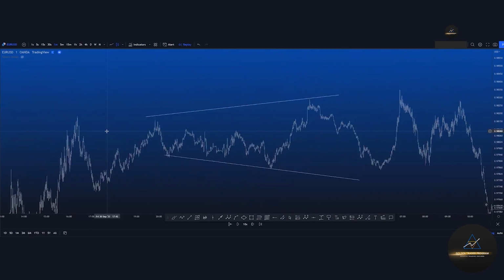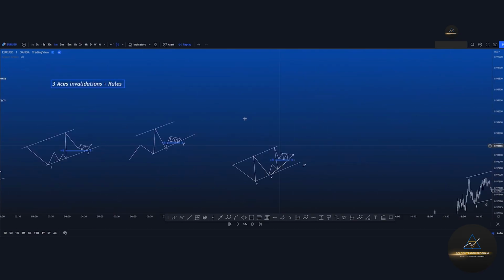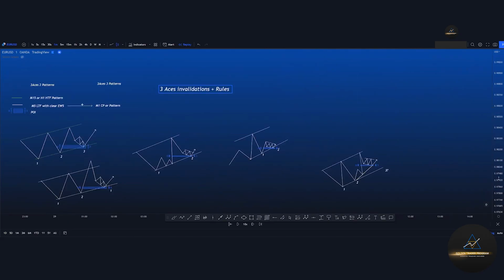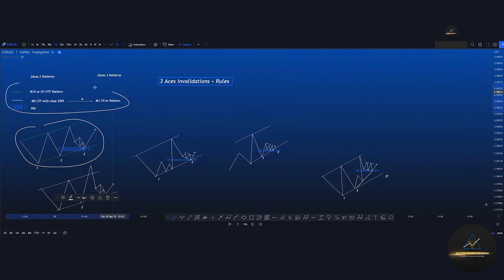So just re-watch the start of this video and go back through the examples that I just mentioned, and also really just focus on this here. Very, very simple. Focus on this, right? And if you want to catch the Three Aces with three patterns, all you need to do is do the same thing as this, as your checklist, and just include an M1 compression or a pattern within this point of interest, right? So there should be another little pattern here. Okay, that's it. Three Aces, invalidations, and rules.